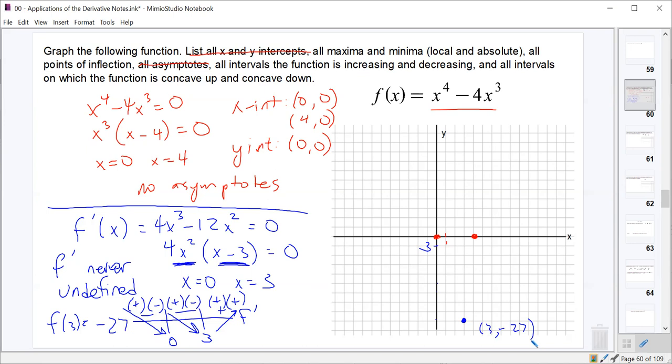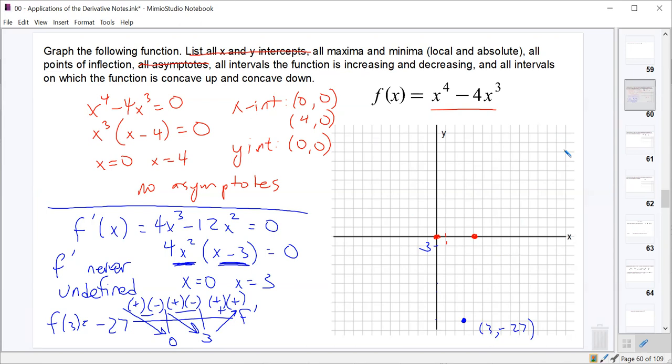And we've now got our maxima and minima. We just have a local minimum at 3, negative 27. And I think we should be able to see that that's actually going to be an absolute minimum, because our function is going to be decreasing from negative infinity all the way to 3. And then it's going to be increasing again after 3. So effectively, it's going to go down until we get to this point, and then back up after that point. So that's going to be our absolute and our local minimum.